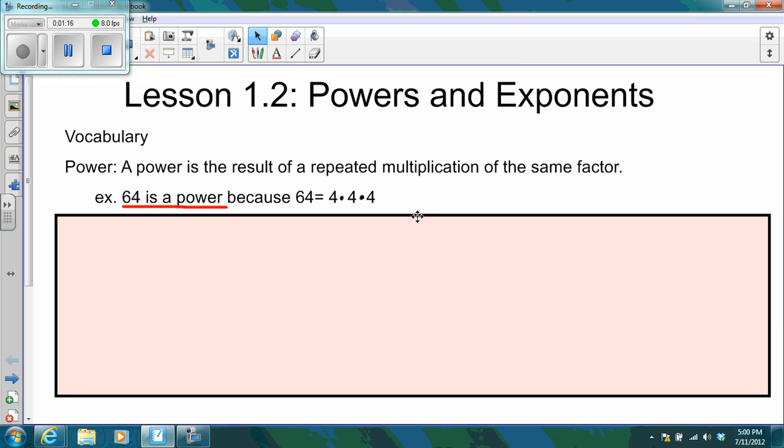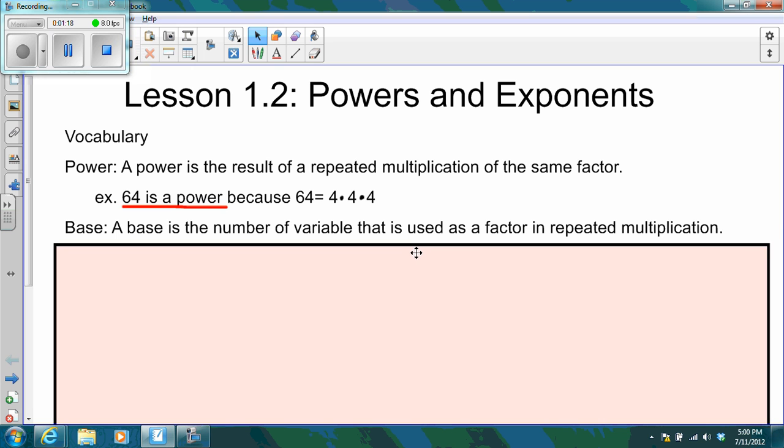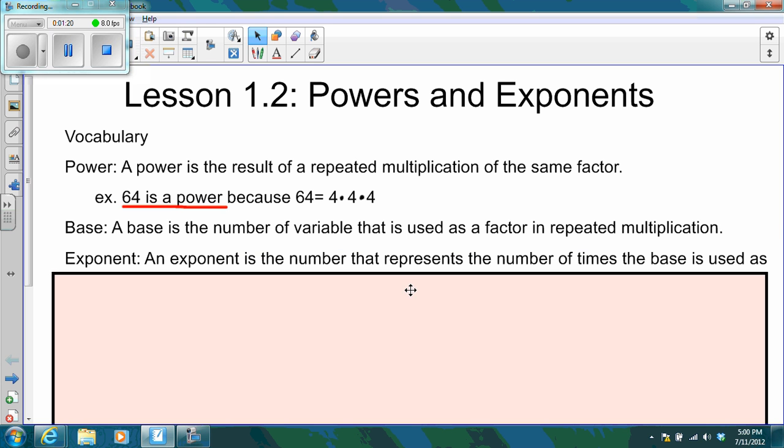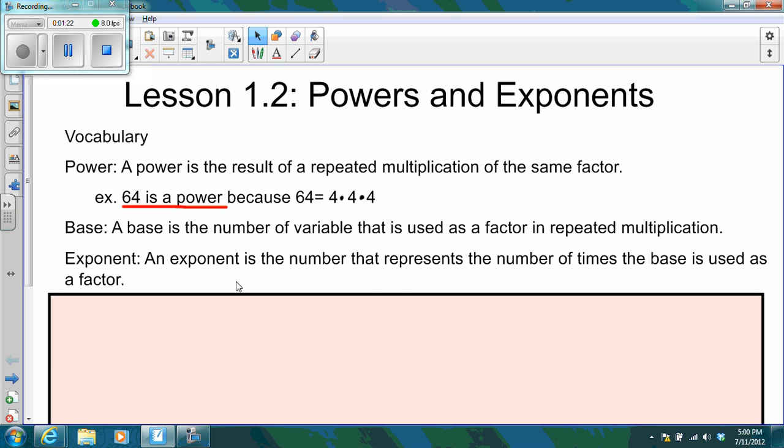The next vocabulary word is a base and the exponent. These two kind of go together. So a base is the number or variable that is used as a factor in a repeated multiplication. So in this case it would be 4. And an exponent is the number that represents the number of times the base is used as a factor.